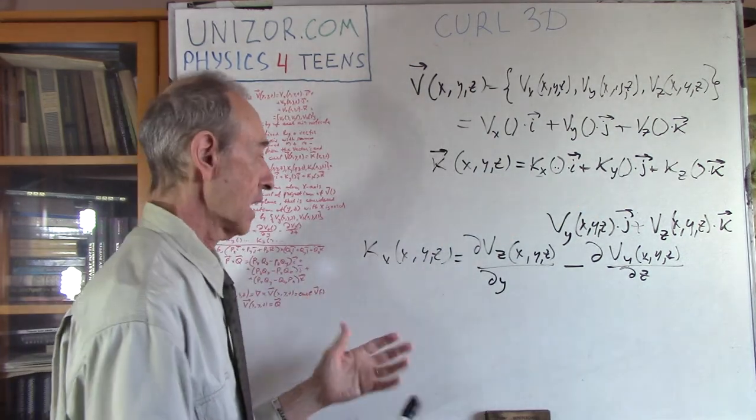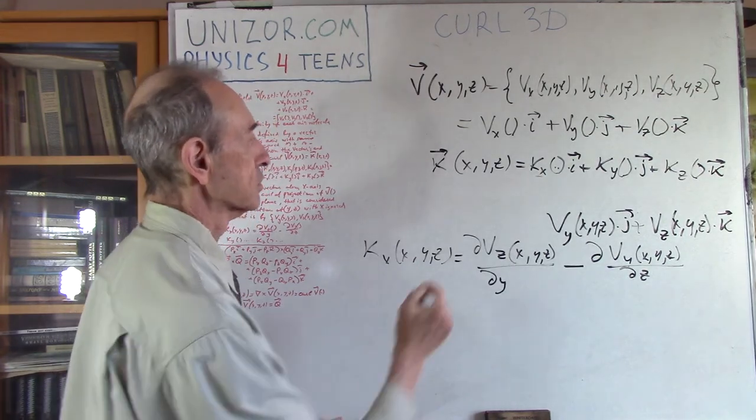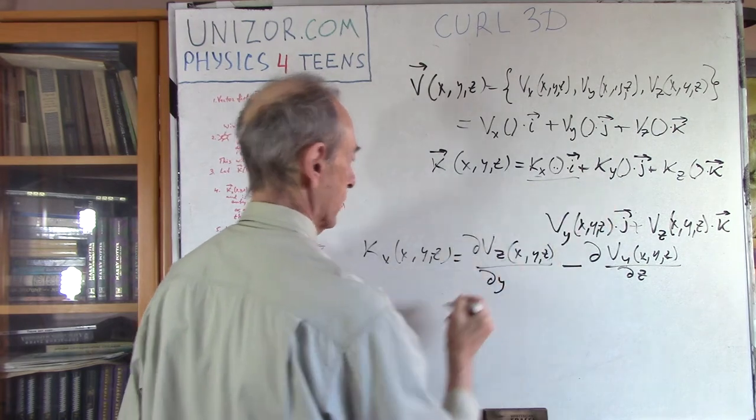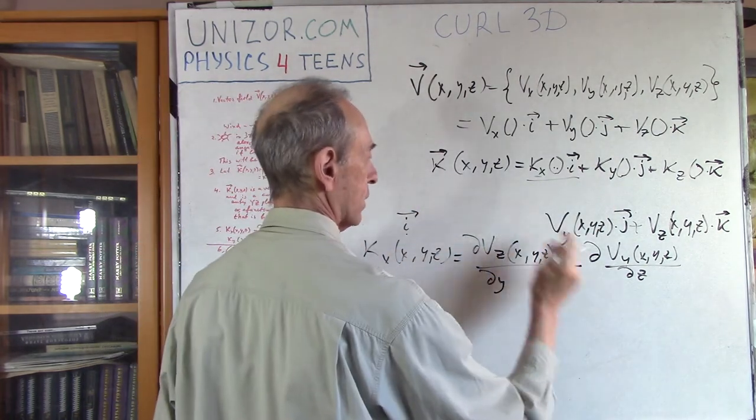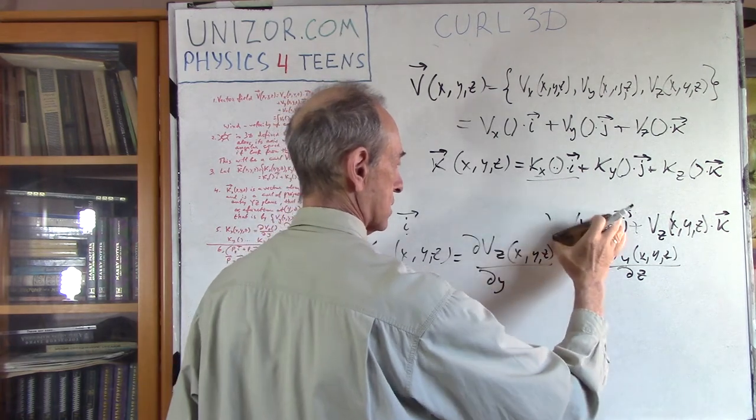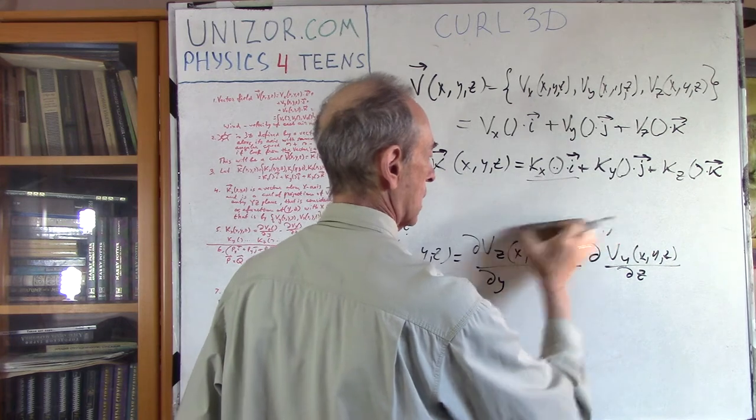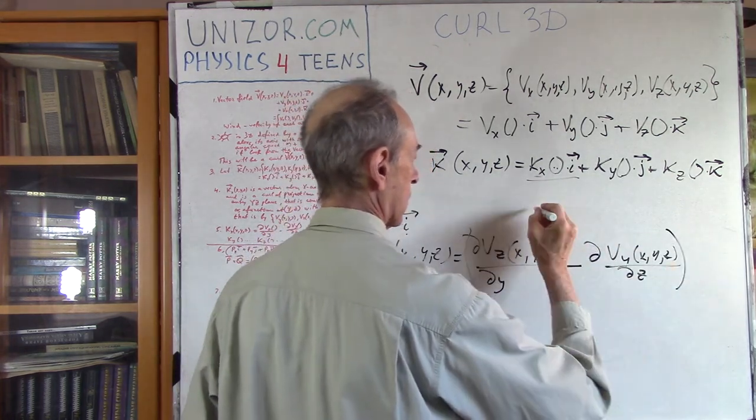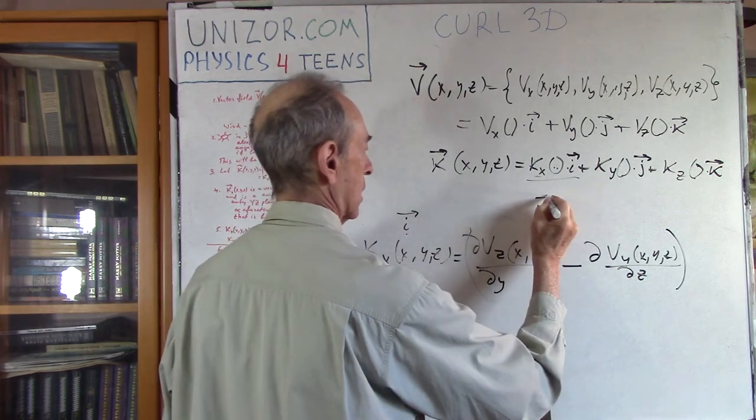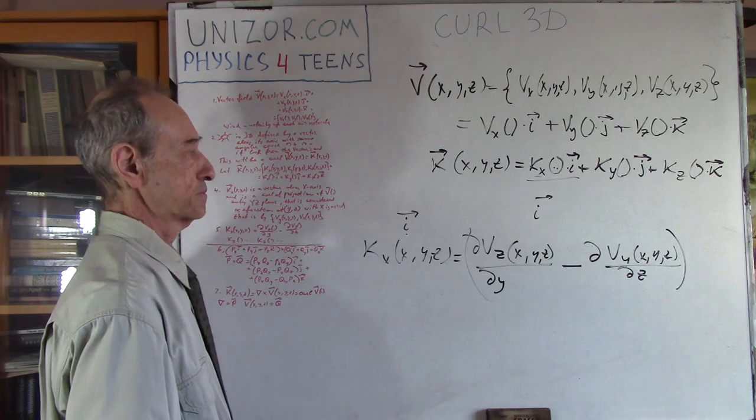Now, obviously, if I want to do this, I have to multiply it by i, and I have to multiply this by i. And that's what this particular thing is.